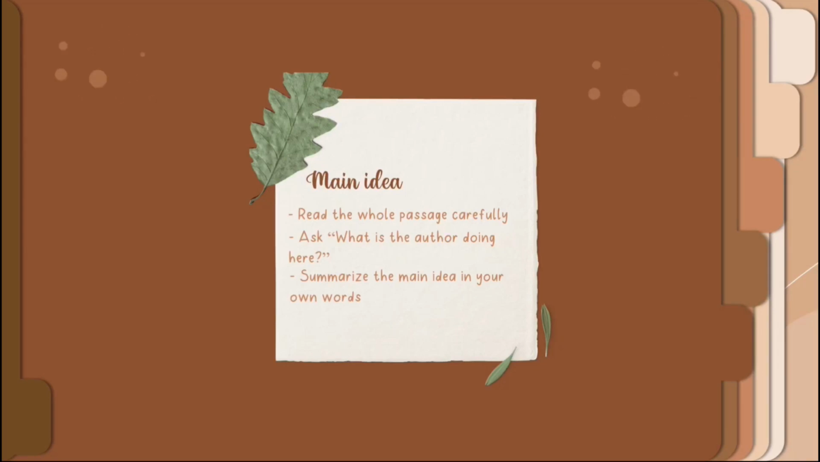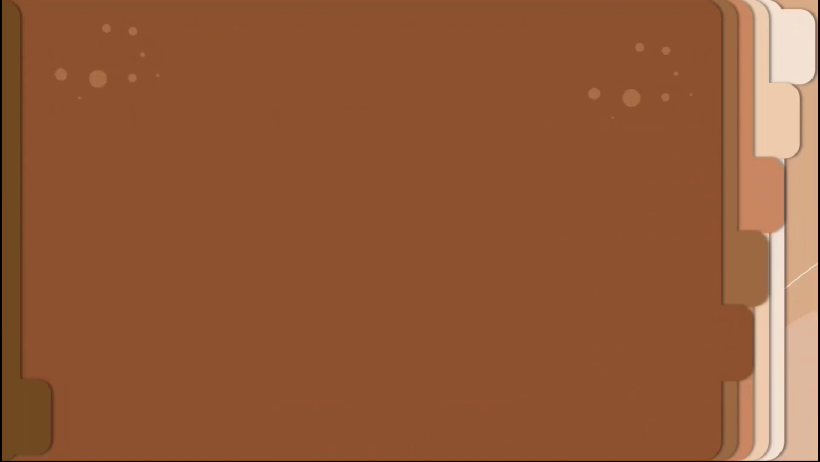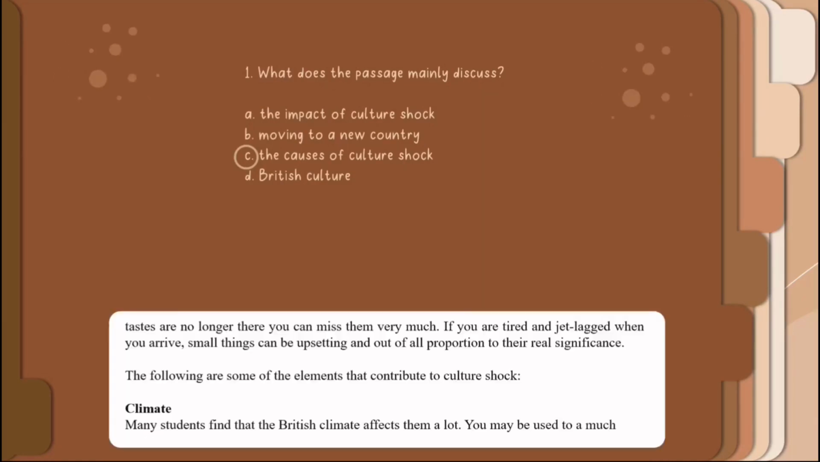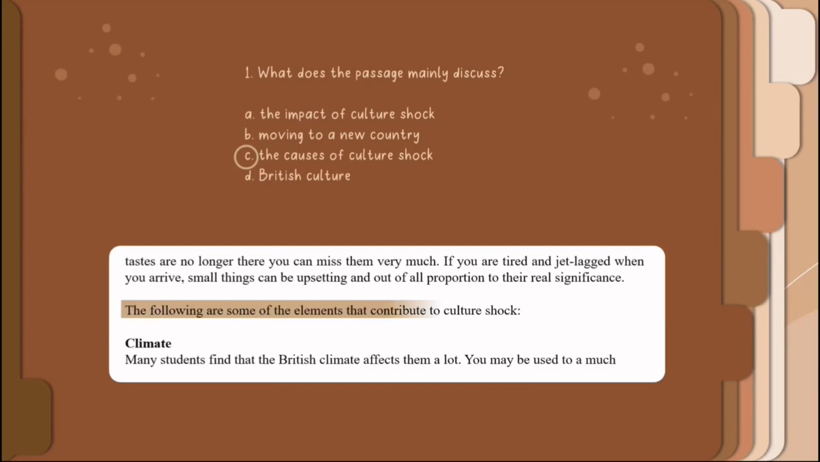Okay, so with that, we will take passage 1 in our handout as a practice. So for question number 1, the answer is C, the causes of culture shock. So as you can see in the passage, this sentence right here, and the author also gave some specific information on the causes of culture shock. So that's why C is the answer.